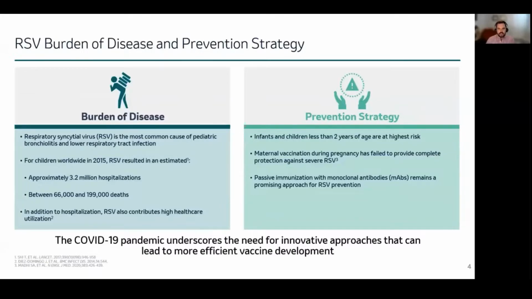I think especially now after the COVID-19 pandemic, we've seen the need for innovative approaches for active and passive vaccine development. So even though this case study presents MBMA being used in the context of RSV, these techniques can actually be applied pretty broadly across other diseases as well as modalities.